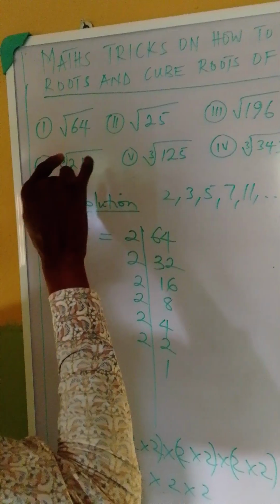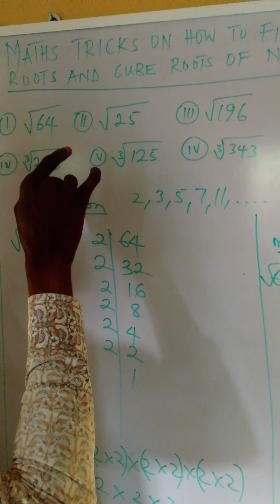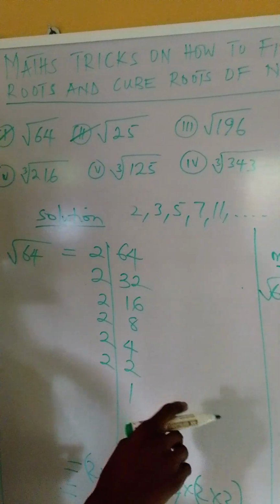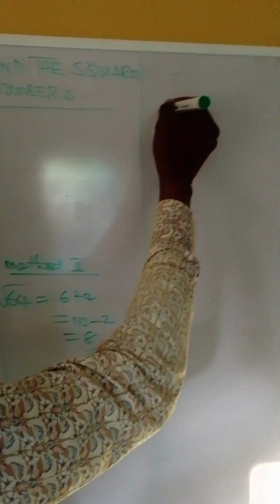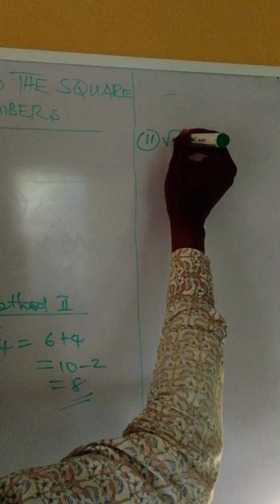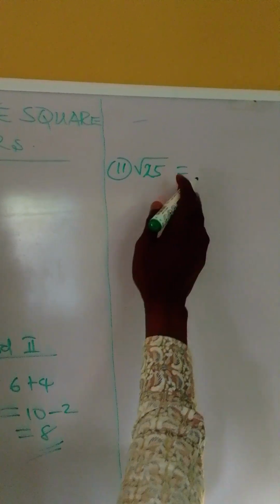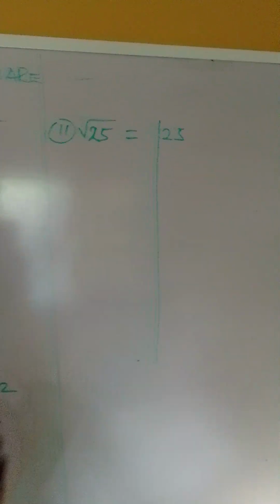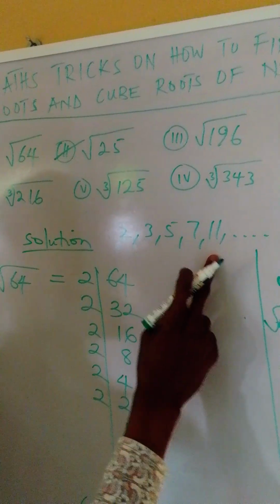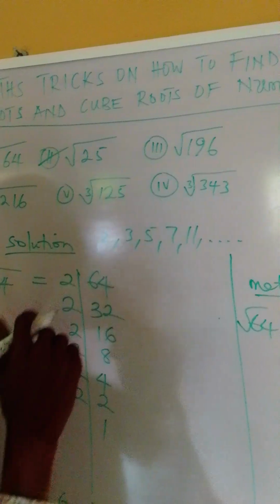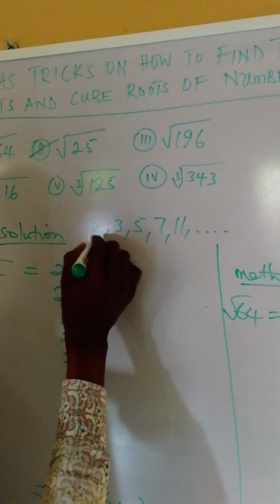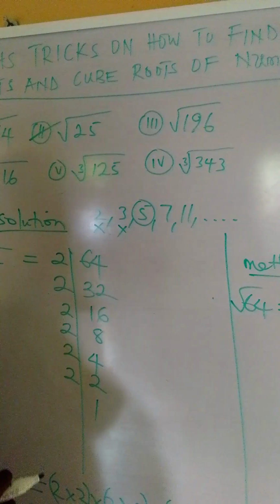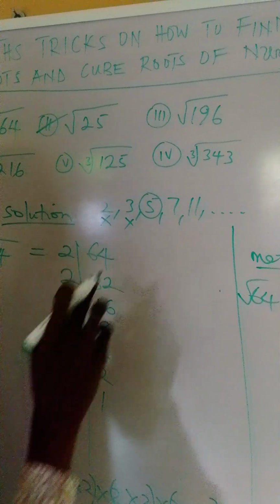Alright, so let me go over to the second one. I've done the first one. Let me do the second one. Alright, so I have number 2, 25. Let me apply the prime factorization method using prime numbers to divide. Of course, you start with the least prime, but 2 cannot divide 25. There will be a remainder. So we can't use 2. How about 3? 3 cannot. So the right prime number to use is 5.